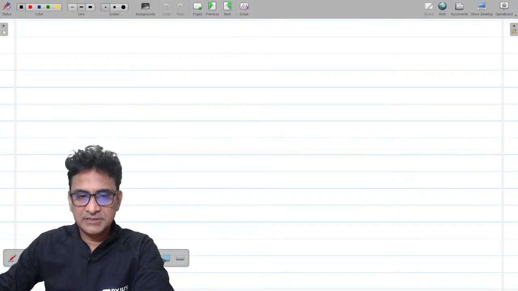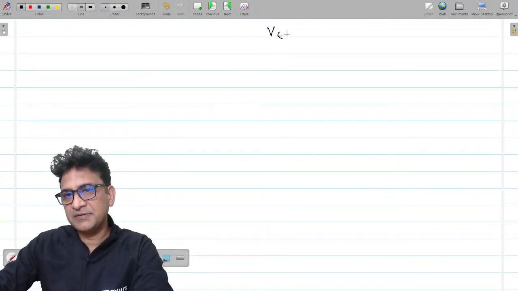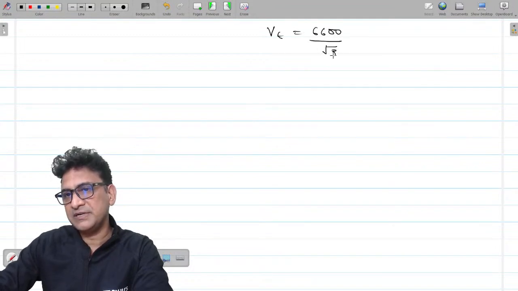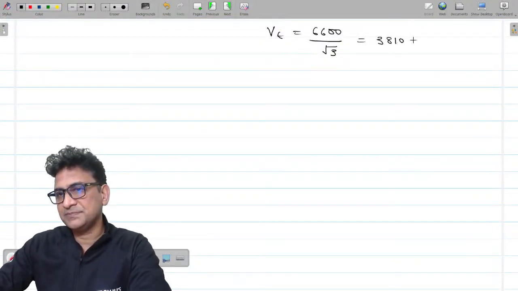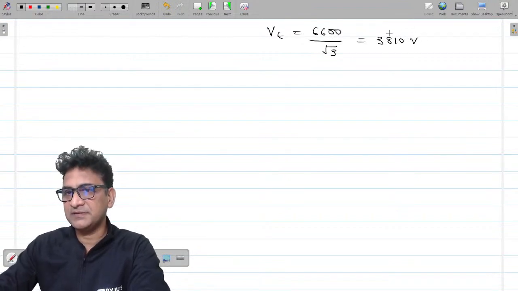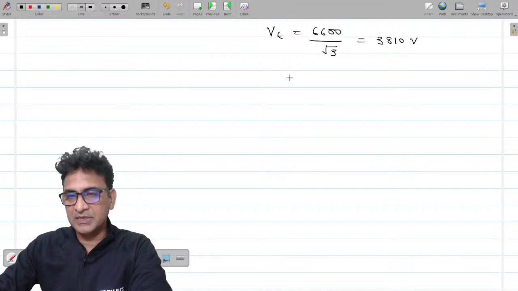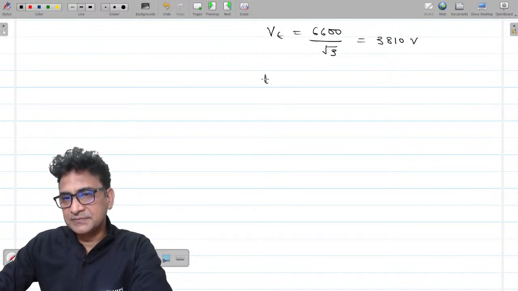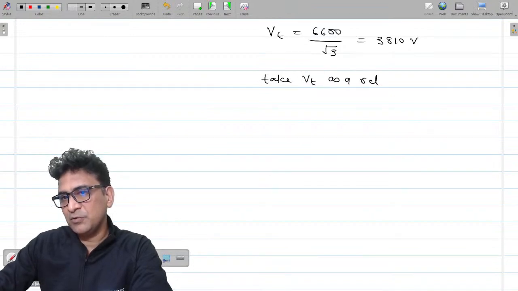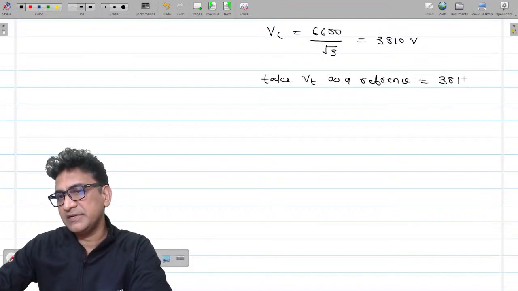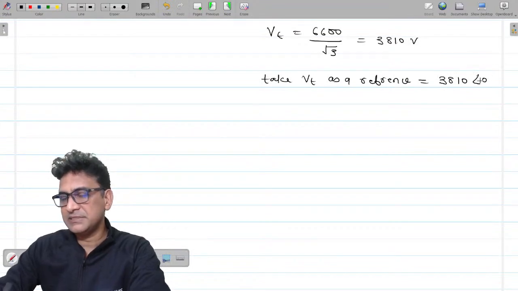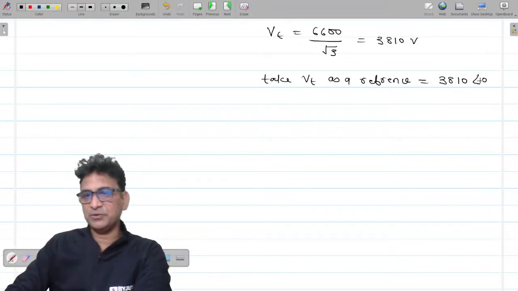See, terminal voltage is given 6.6 kV, means 6600 volt divided by root 3 per phase quantity, because it is a three phase machine. So it is approximately 3810 volt. I am taking 3810 volt. This is my terminal voltage. If I take Vt as a reference, terminal voltage is a phasor quantity, and among all the phasor quantities, we take one phasor quantity as a reference. That means we have to find out all other phasor quantities with respect to Vt only.